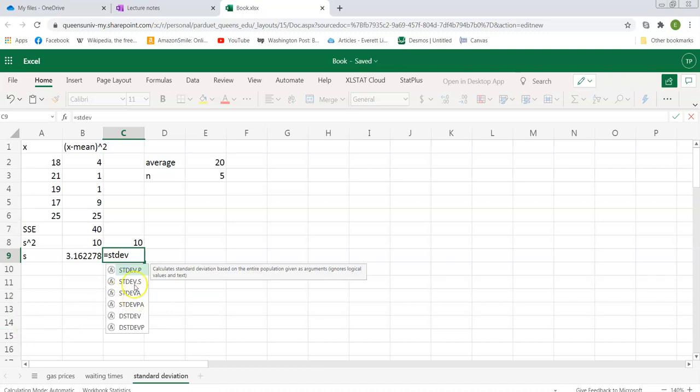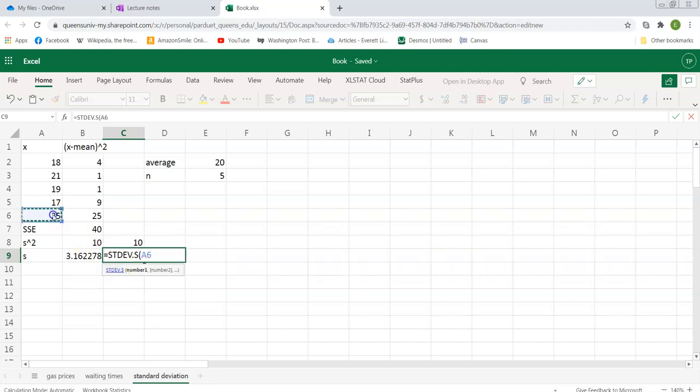And similarly down here, you can get a sense of how important standard deviation is by looking at the number of variations of it that are available. So the one we're using is the sample standard deviation. And if we pick our data, we get 3.16, which is exactly what we got before.